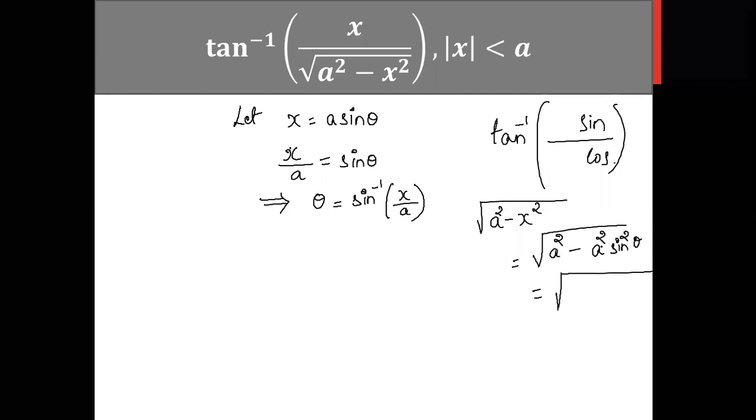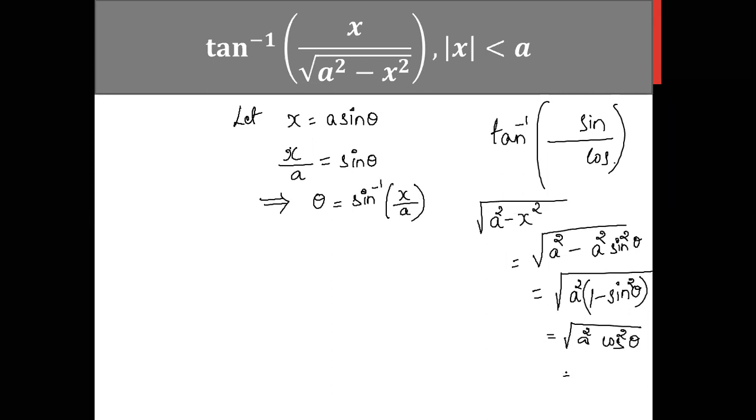If you see the first two terms, a square and a square sin square theta, what is common over here, students? A square is common, correct? Yes, good. So we can take a square outside. In the first term, we'll be left with 1 minus sin square theta. Now, can anyone tell me what is 1 minus sin square theta? It is cos square theta. Good student.